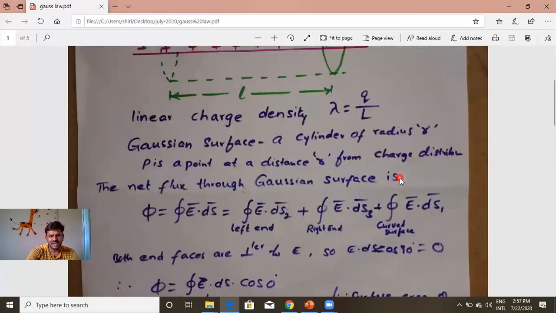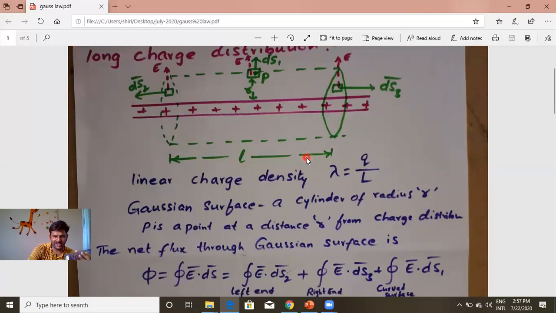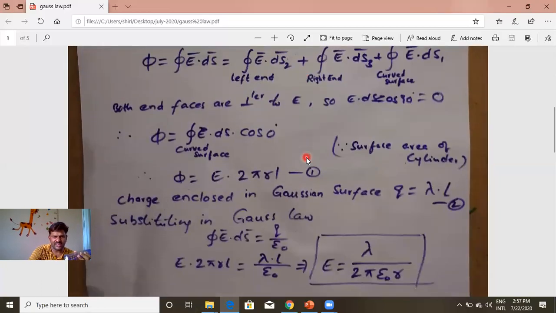Okay, what is this curved surface? Surface area of a cylinder of radius r and length L. Then the length of the cylinder is L, and the surface area is 2 pi r L. Like this, we calculated the electric flux coming out of this closed surface.